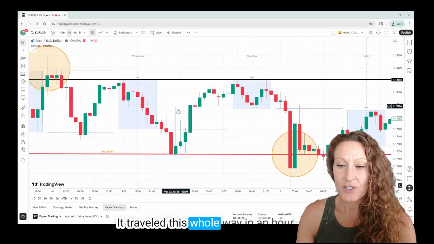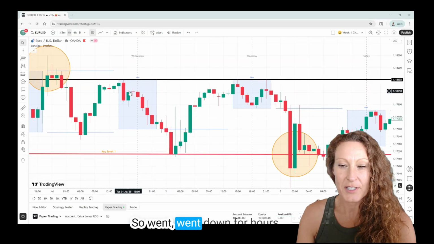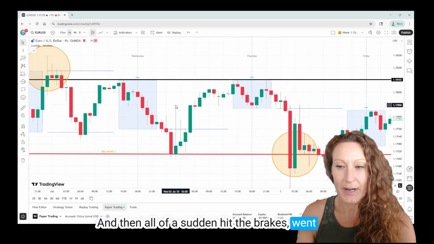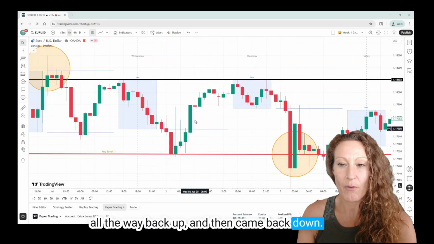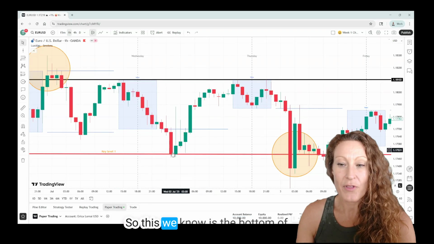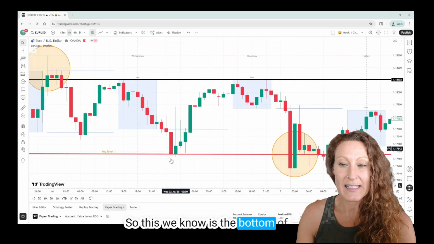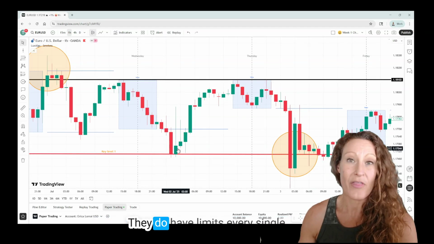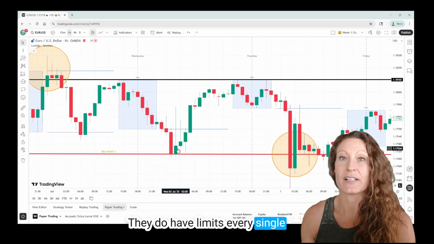It traveled this whole way in an hour. So it went down for hours and then all of a sudden hit the brakes, went all the way back up and then came back down and then came up. So this we know is the bottom of where the market makers can go. See, they can't just move as far as they want. They do have limits every single day.